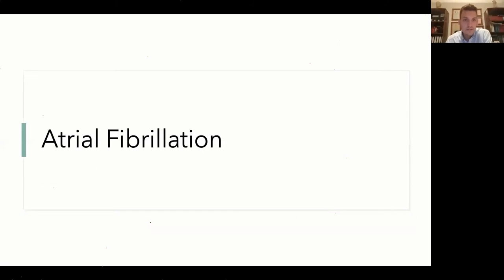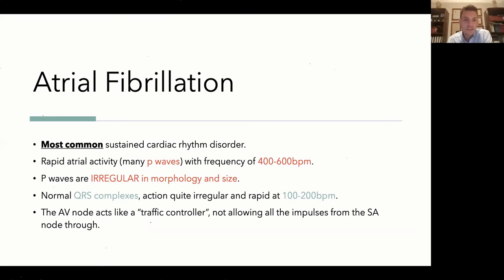Why, you ask? Because atrial fibrillation is the most common sustained cardiac rhythm disorder. There is a rapid atrial activity, and how will this present? Multiple P waves. Why? Because a P wave represents the function of the atria firing at an unbelievably big rate of 400 to 600 beats per minute. So, as you can tell, this will look like a mess, right?